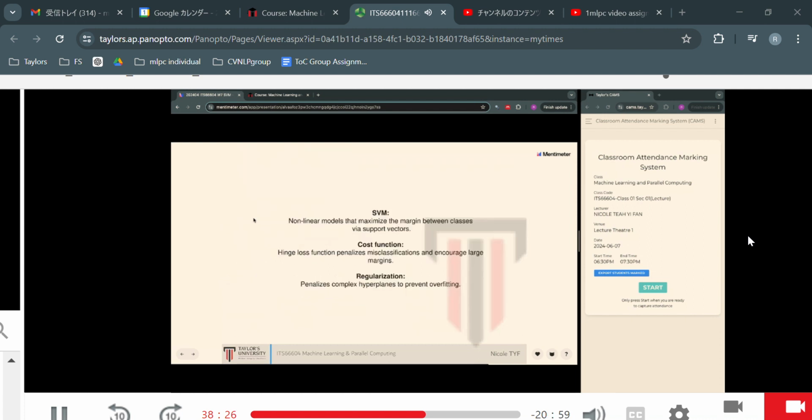As a summary of what we just talked about, SVM is a non-linear model that helps us maximize the margin between classes using support vectors only. These are the important points that separate the two classes, the borderline dots. The cost function of this SVM is the hinge loss function, which penalizes misclassification to encourage a larger margin. Regularization will then penalize complex hyperplanes to prevent the model from overfitting to our training data.